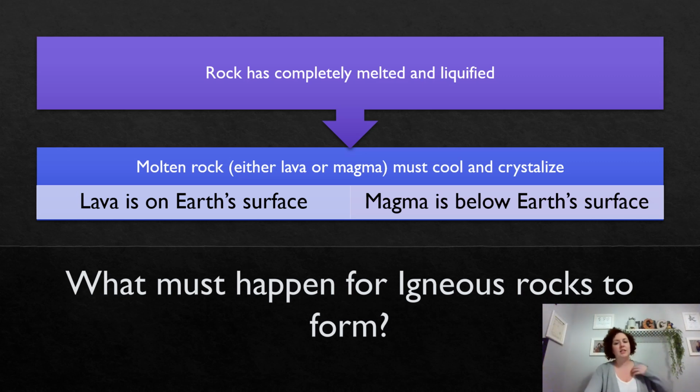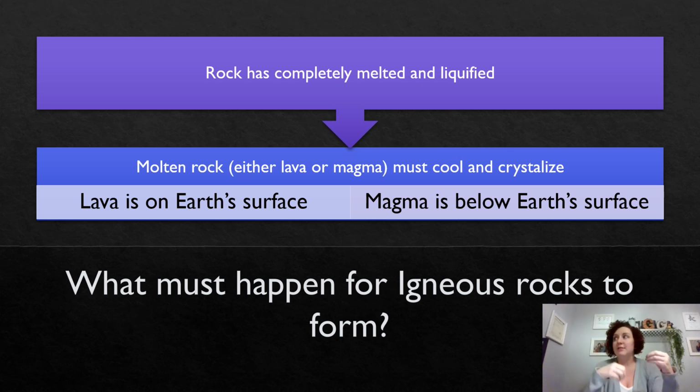So let's talk about what must happen for an igneous rock to form. In order to get an igneous rock, and this is just where I like to personally start, you can start anywhere with whatever type of rock you want, but to me this makes the most sense in my head. Don't ask me why. In order for you to have an igneous rock, you must have a completely melted and liquefied rock. So molten rock, either lava or magma, must be cooled and then crystallized.